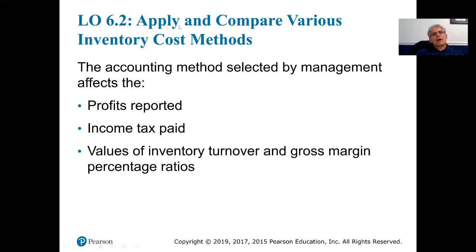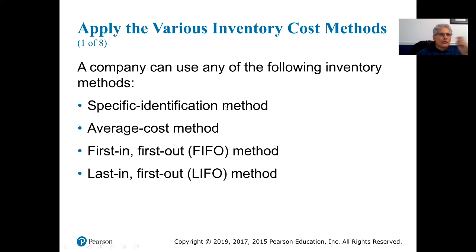So when we're talking about inventory cost methods, we're going to look at 4 different types of methods that can be used. Those 4 include specific identification, average cost, first in, first out, which we refer to as FIFO, and last in, first out, which is referred to as LIFO.